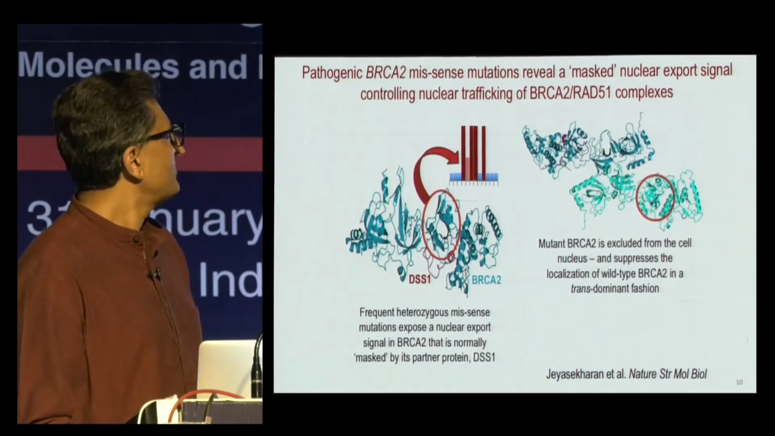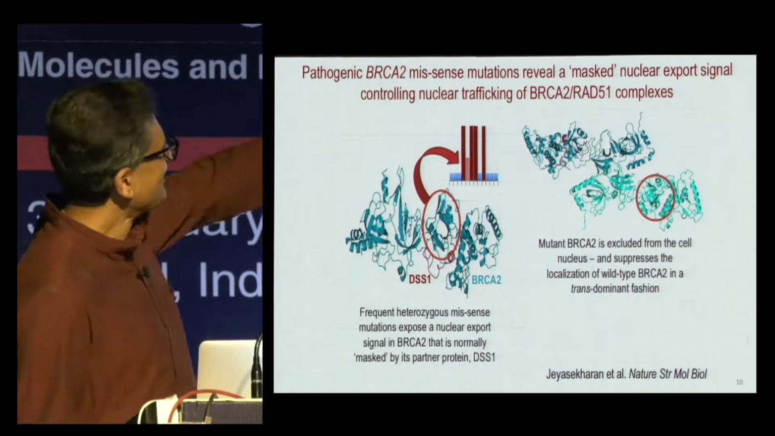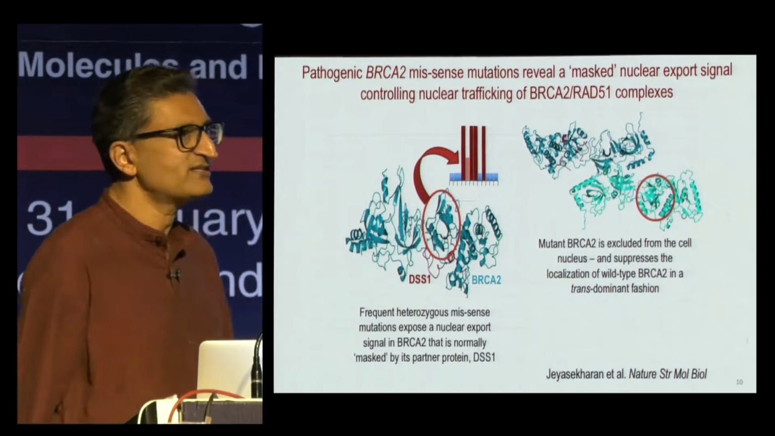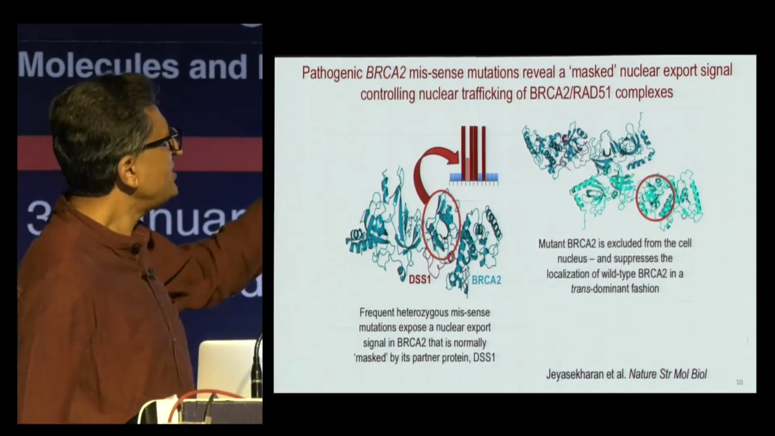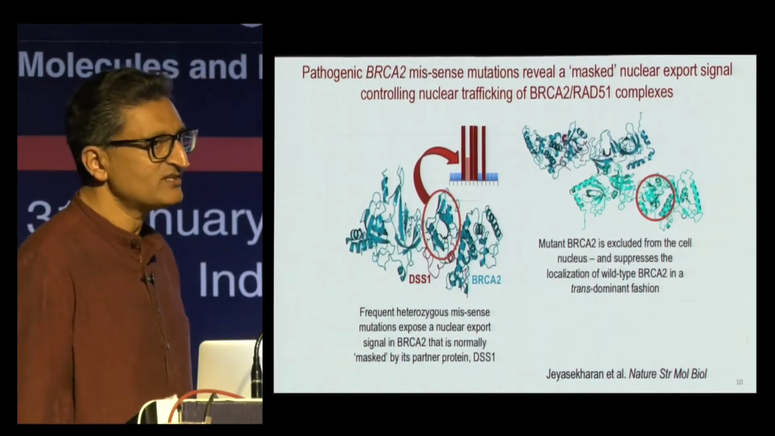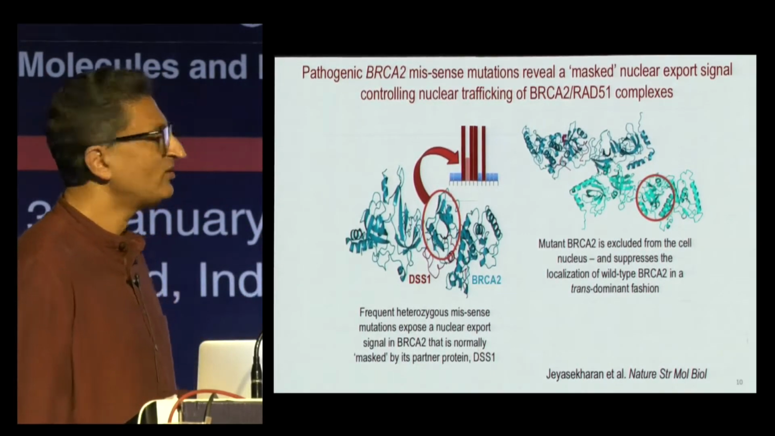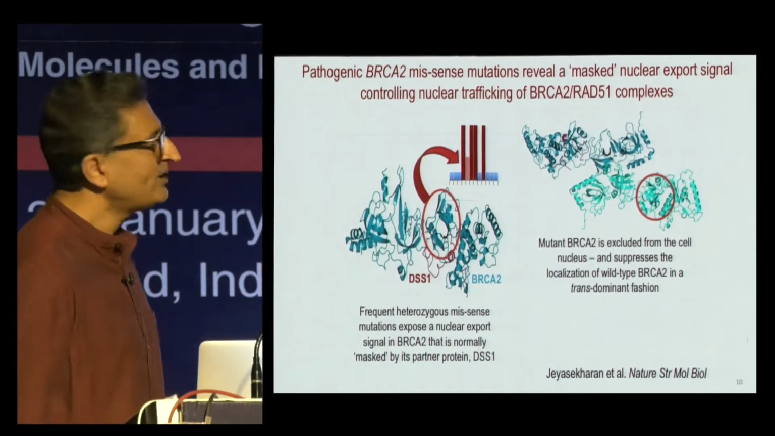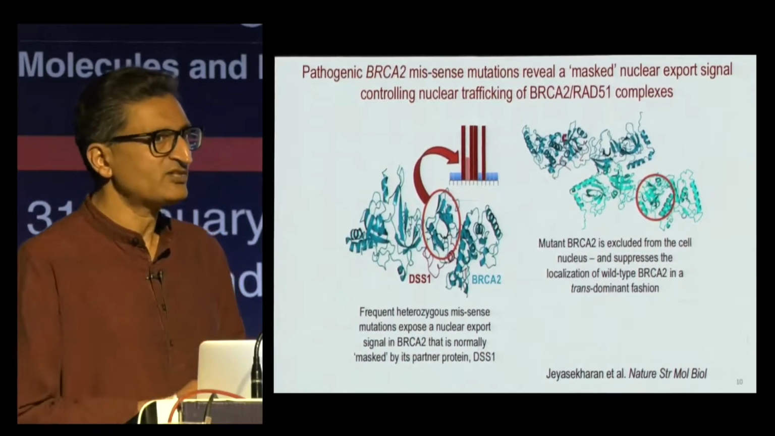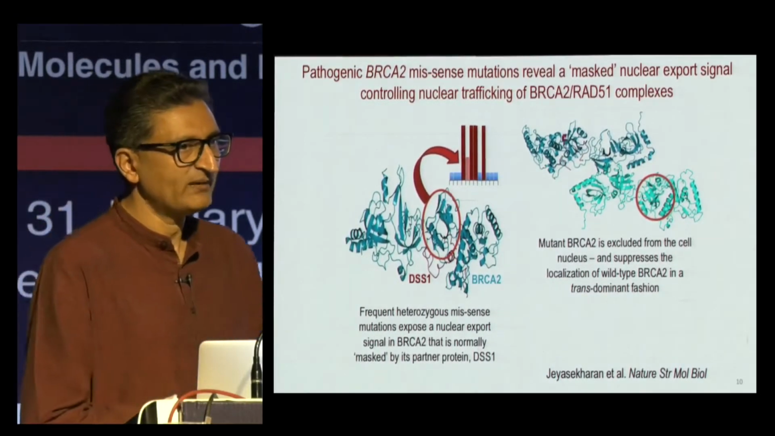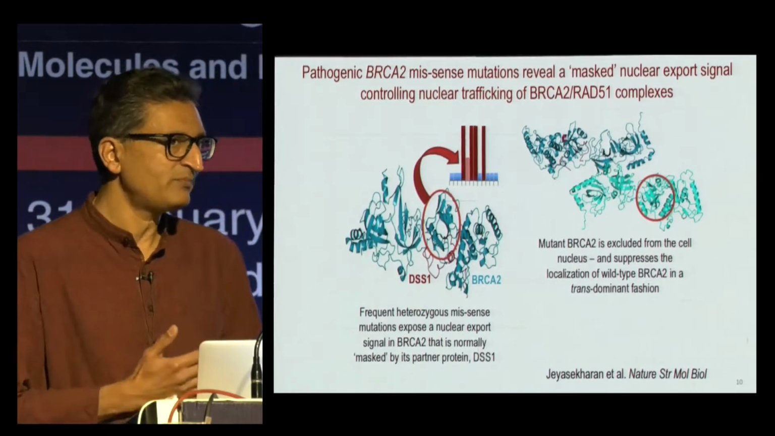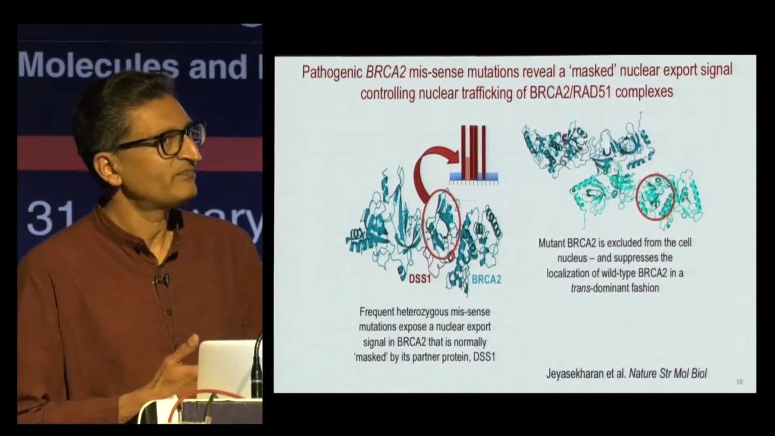And as you'll see here, I wish I could show you, but I'll just have to point, there is a cluster of mutations in BRCA2 that change residues at a key stretch of BRCA2 that engages with a cognate partner protein called DSS1. And what we were able to show is that these mutations prevent the interaction of BRCA2 with DSS1, and the failure of this engagement results in the exposure of a cryptic nuclear export signal.